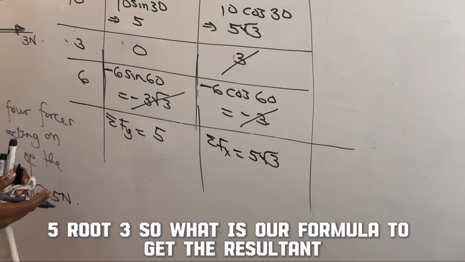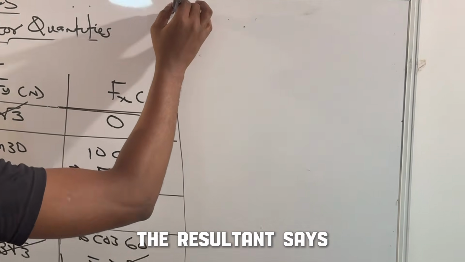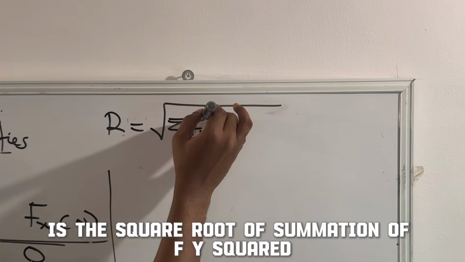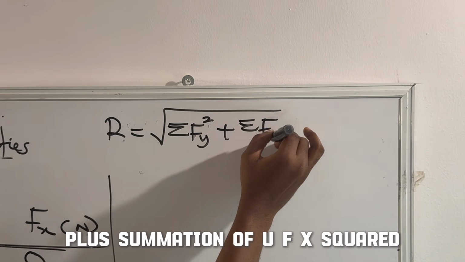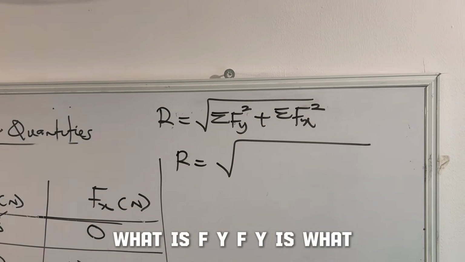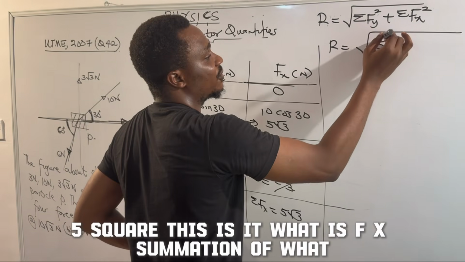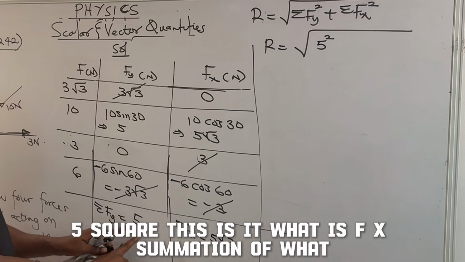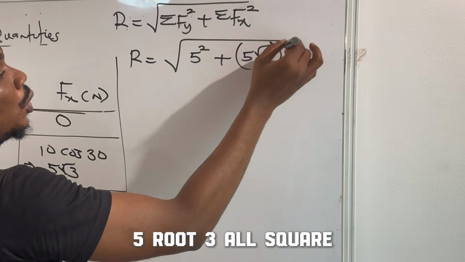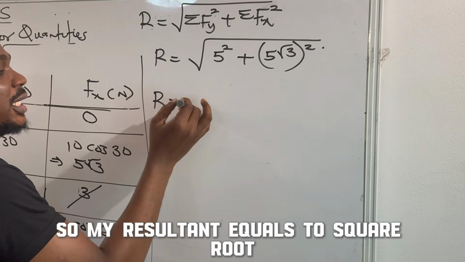So what is our formula to get the resultant? The resultant is the square root of summation of Fy squared plus summation of who? Fx squared. So my resultant is the square root. What is the Fy? Fy is what? 5 squared. This is it. What is Fx? Summation of what? 5 root 3 all squared. So my resultant equals the square root.